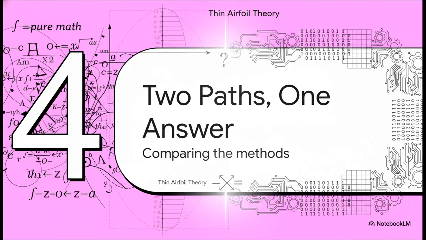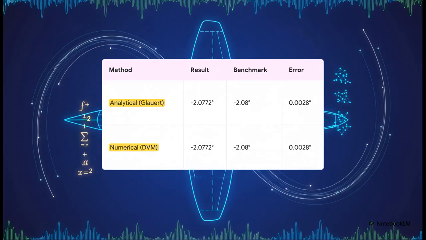Okay, so we've got the mathematician's path and the computer scientist path. Two totally different ways of thinking. So, the big question is, do they work? How do their answers actually stack up against each other? You have to see this.